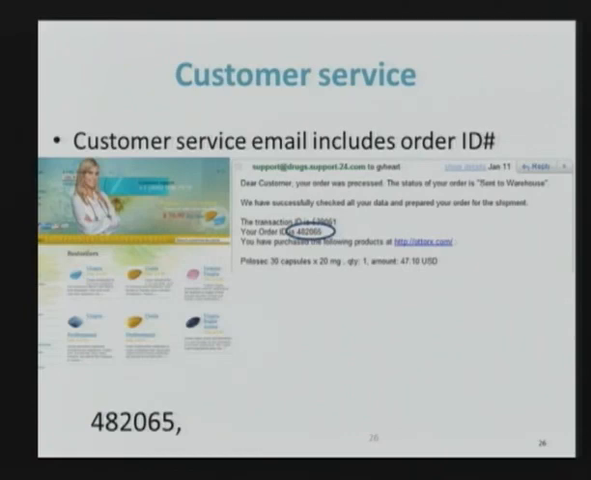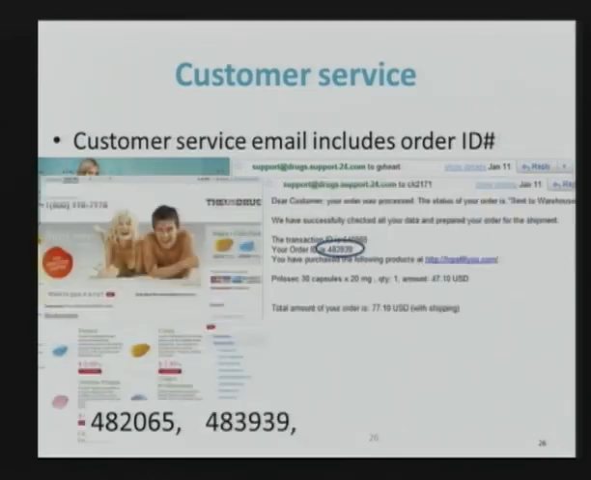Just one aspect of this customer service was that we would get these emails that would keep us apprised of the process of our order. This was an email that I received after ordering from an individual pharmaceutical site. And I see, okay, I got this order number here, this 482,065.